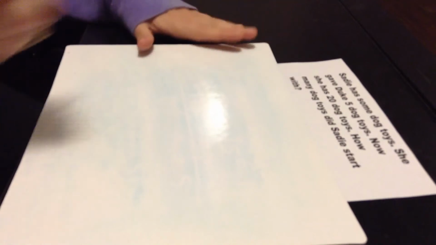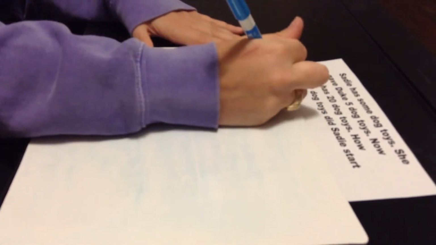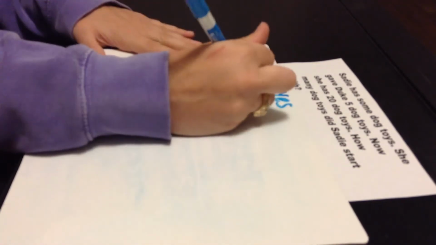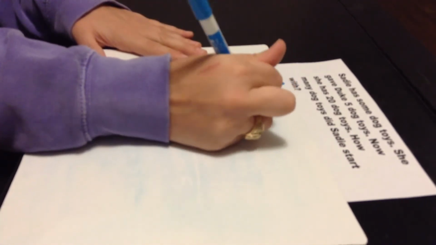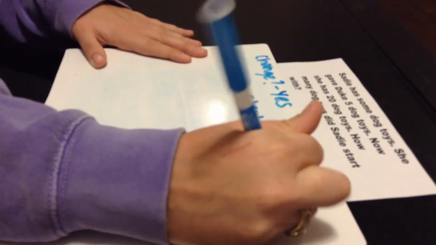So again, we're going to start off by asking ourselves, is there change? Yes, there is change because Sadie gives away 5 dog toys. So because there is change, we can look at separate or join structure to help us solve this problem. In this particular question, we're going to look at the separate structure. That means that the start minus the change equals the result.